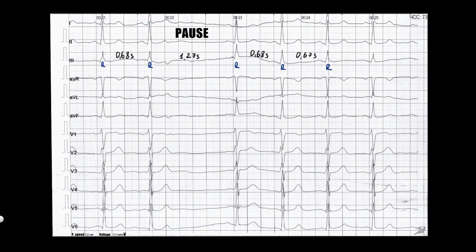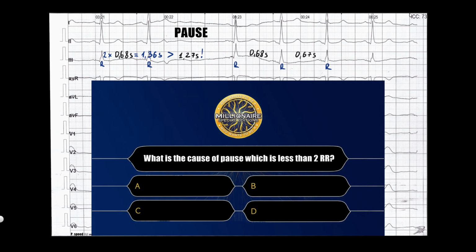Now for differential diagnosis, let's compare the pause duration to two previous RR intervals. As you see, our pause is less than two previous RR intervals. Now let's play the game. If the pause is less than two previous RR intervals, it can be second degree atrioventricular block type Mobitz 1 or second degree sinoatrial block type Mobitz 1.